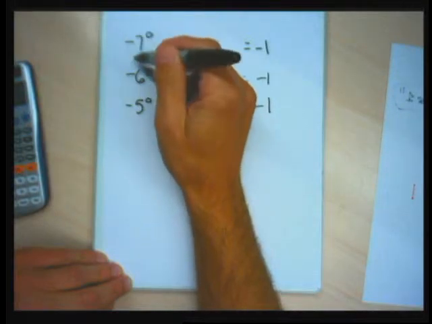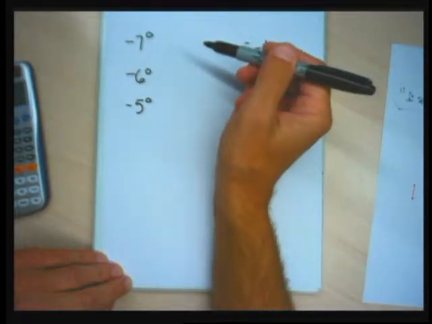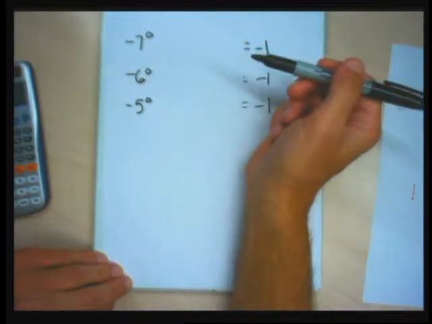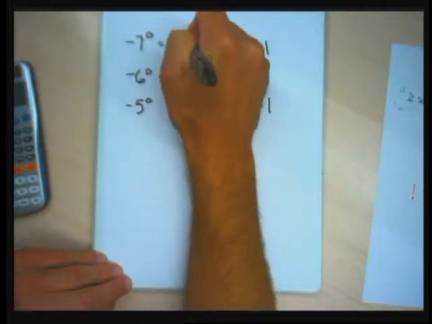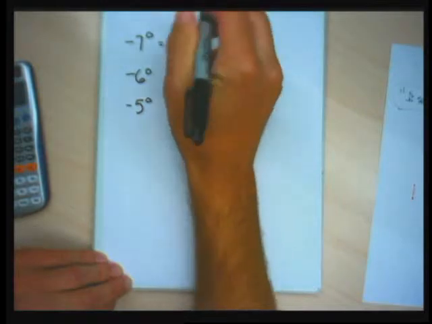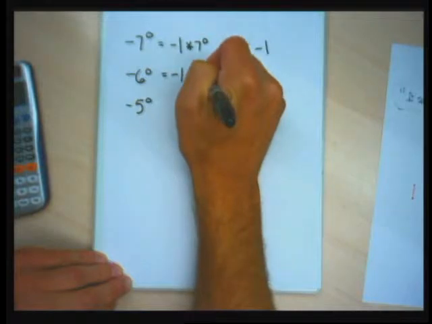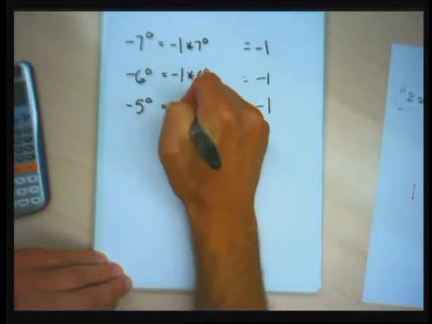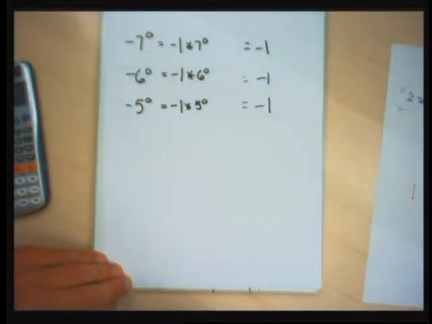Each one of these problems, because the negative is not in a parentheses, that negative means the opposite of 7 to the 0 power, or negative 1 times 7 to the 0 power. So what my calculator understands is the only thing that's being raised to the 0 power is the 7 in the top problem, the 6 in the middle problem, and the 5 in the bottom problem. Because that negative 1 is not in a parentheses, the exponent doesn't apply to it, and the only thing the exponent applies to is the 7, the 6, and the 5.